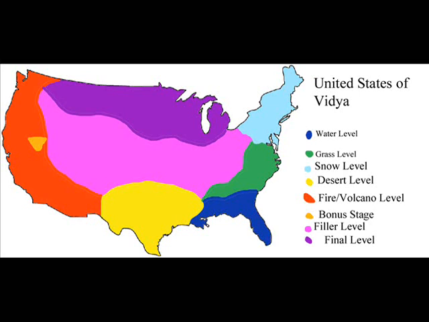Okay, so I got this map from someone who clearly plays a lot of video games. It's very interesting that he, at least for this project, thought of the United States as various levels in a video game. There's a water level, the grass level, and even a bonus stage. This shows a pretty even mix between video game culture and the mapper's ideas on climate in the United States.